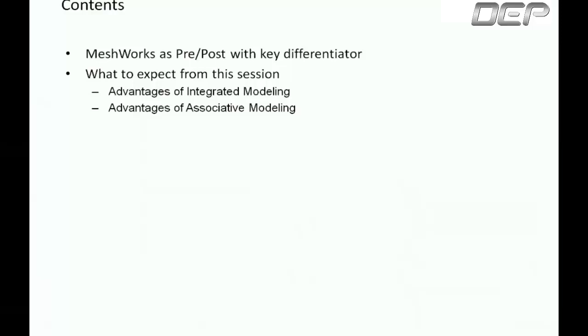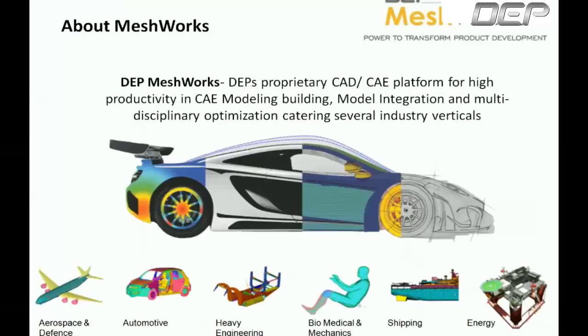This time we are going to focus on two important pillars of MeshWorks version 8. One is the integrated modeler and another one is the associative modeler. Besides this, the other two pillars are the automated modeler and the parametric modeler. So this session we are going to look at the integrated modeler and associative modeler.